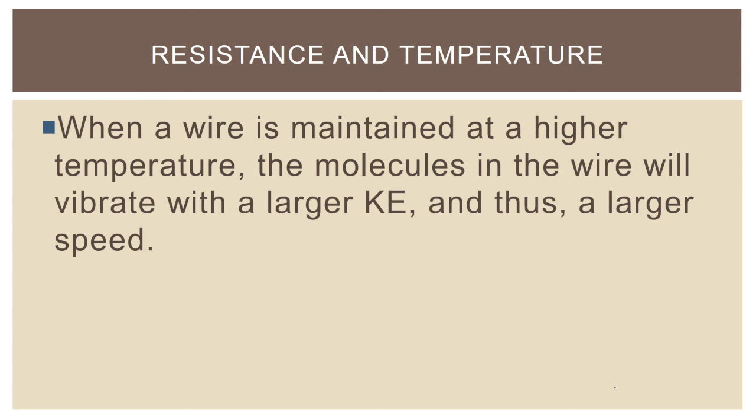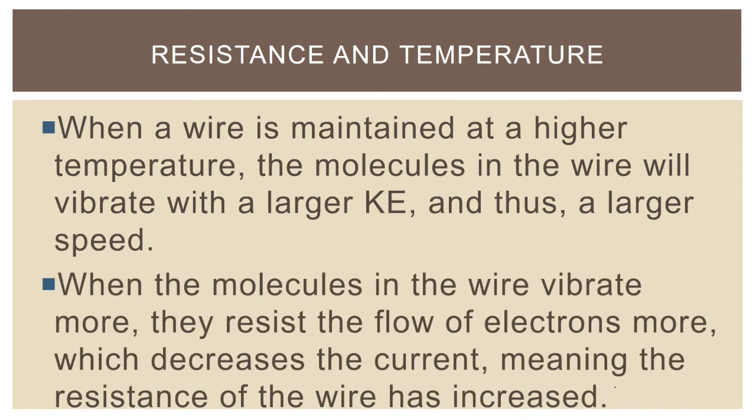Now, what does that have to do with the resistance of a wire? Well, when the molecules in a wire are vibrating more, they resist the flow of electrons more because they're going to crash into the electrons more because they're bouncing around. And that decreases the current. And if the current is lessened, the only explanation for that is the resistance must have increased. So when the temperature increases, the resistance of a wire increases. Take a second to pause this video here and write that down. And when you hit play, we'll move on.